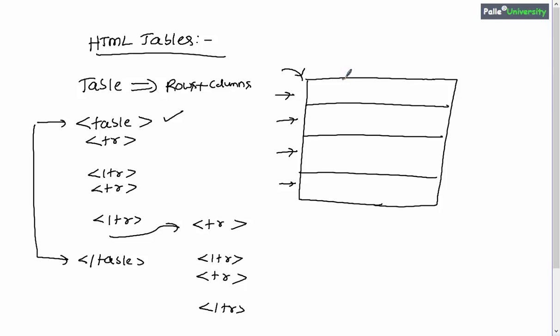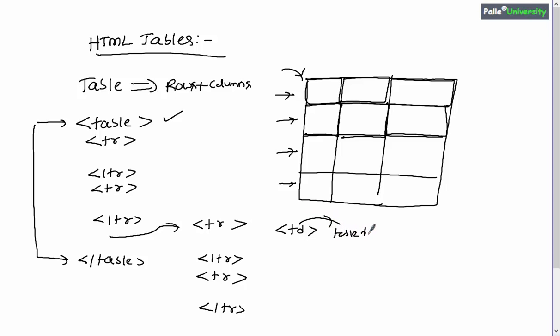Now assume that inside each row I need 3 cells. This is a cell, this is a cell, this is a cell, and similarly this is also a cell, and so on. Each row has 3 cells. Now the question is how to create the cells. In order to create the cells, we have 2 tags. First one is td. td refers to table data. We have one more tag called th. th refers to table head or table header. In general you use this th tag for giving the column names.